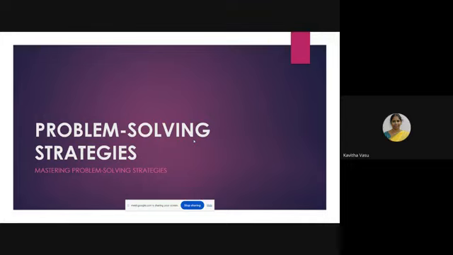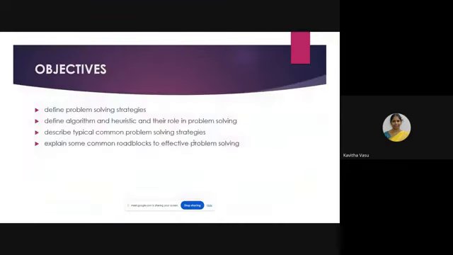The theme of the presentation focuses on mastering various problem-solving strategies. It sets the stage for discussing different approaches to effectively tackle problems in various contexts. Next, we will move to objectives. This slide outlines the specific goals of the presentation.